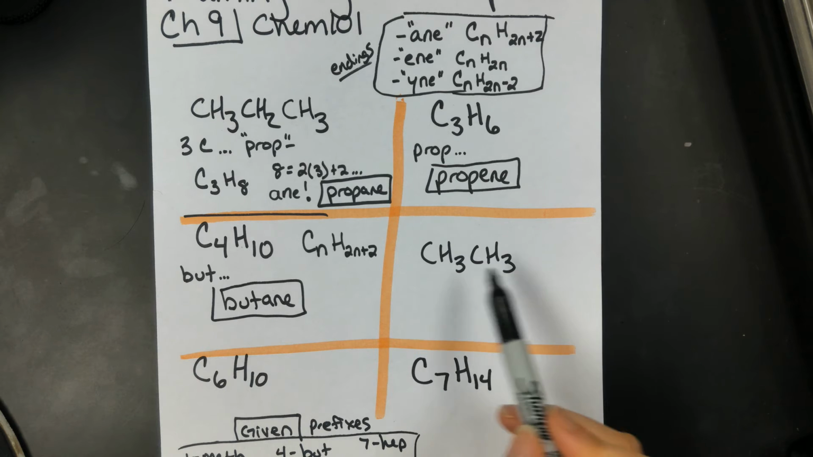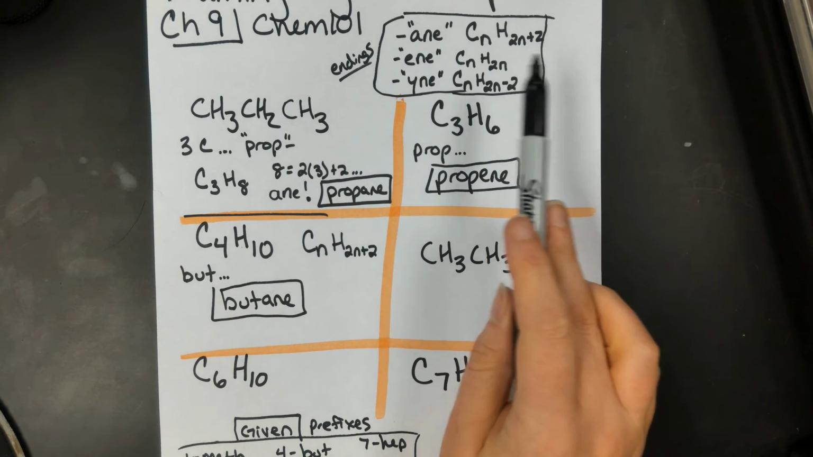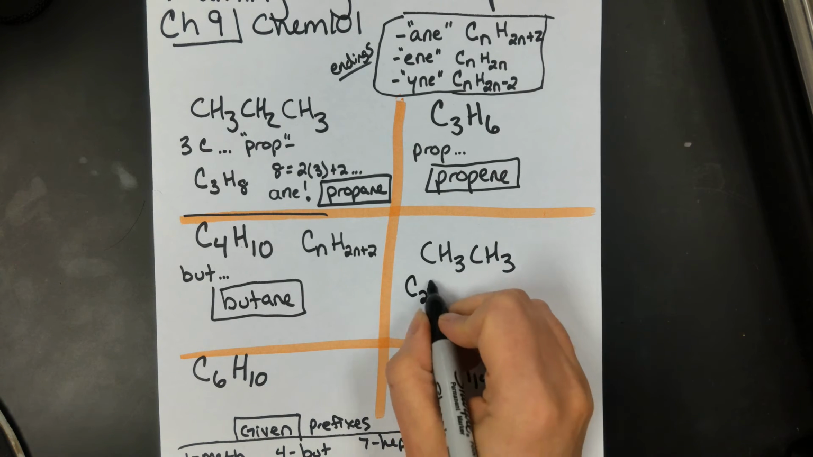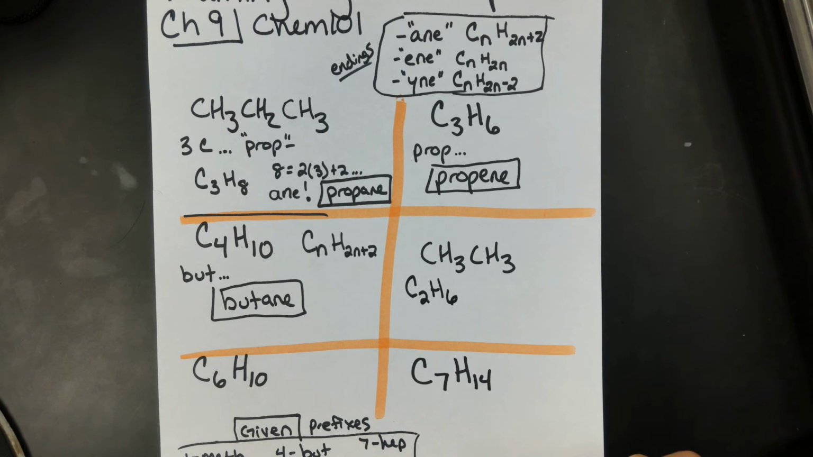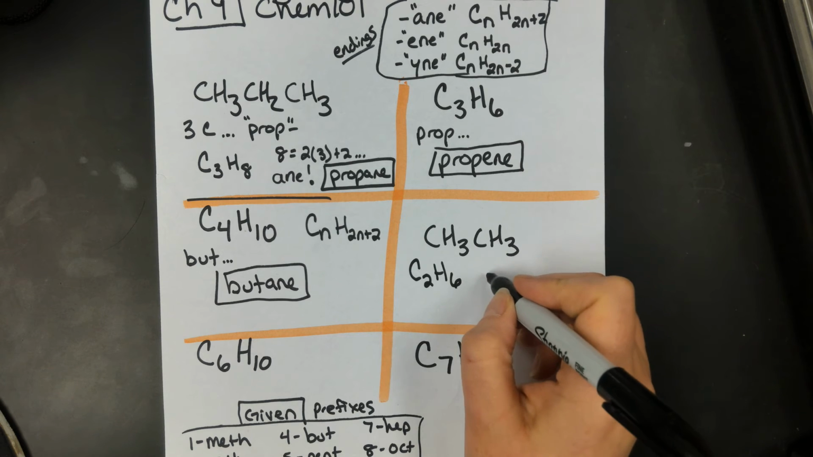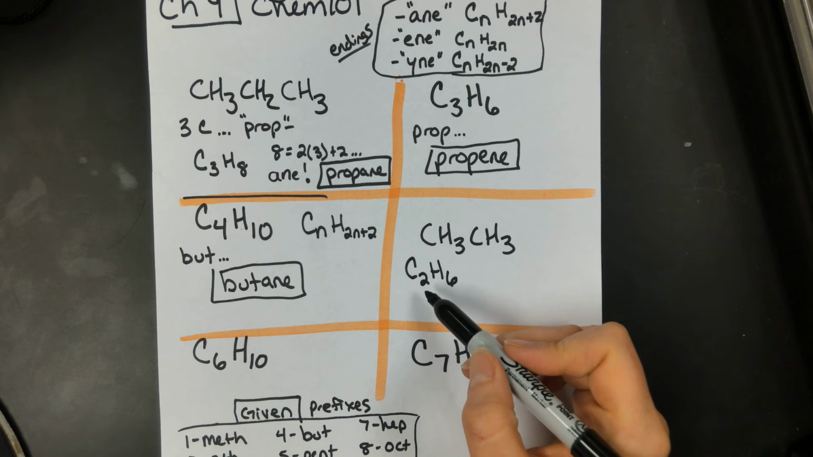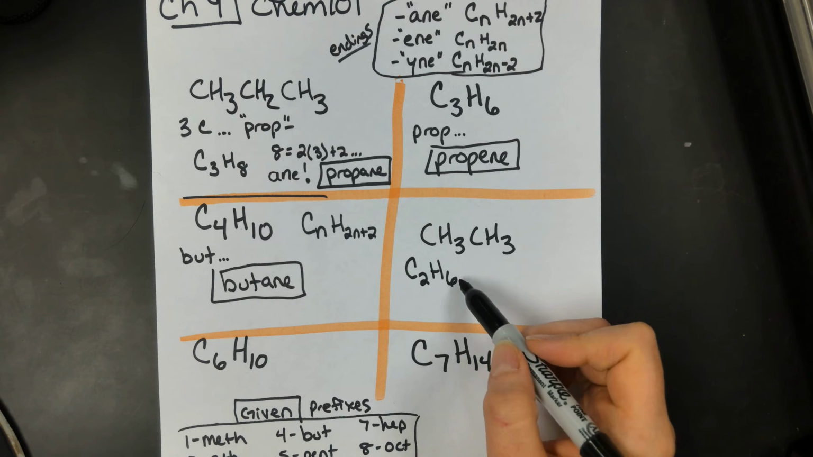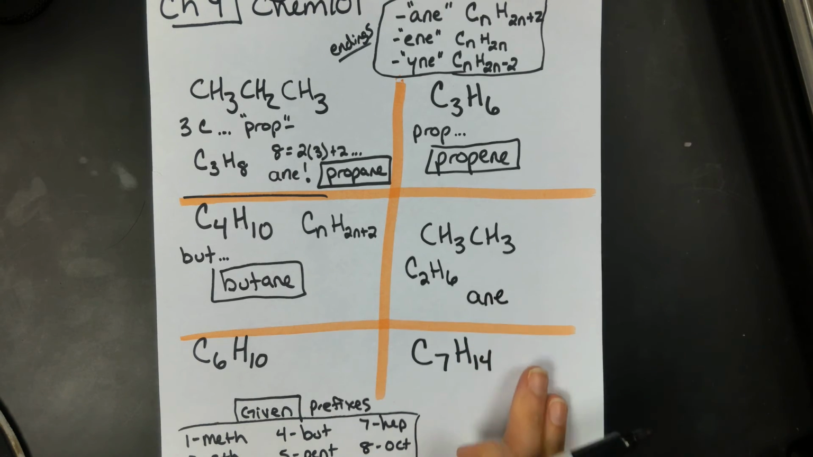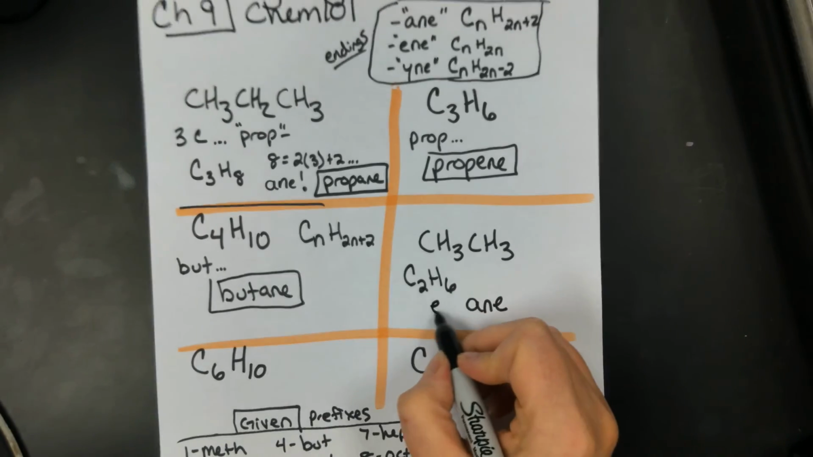Here, we'll turn this into a very, very condensed formula. This is going to be C2H6, correct? So this again follows the CnH2n plus 2, right? Because 2 times 2 would be 4 and then plus 2. So we know that it's going to end in ane. And since it only has 2 carbons, that's eth. So this is ethane.